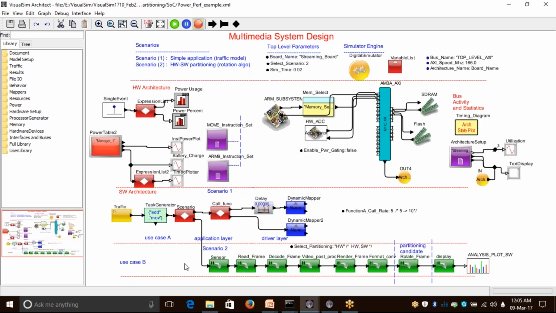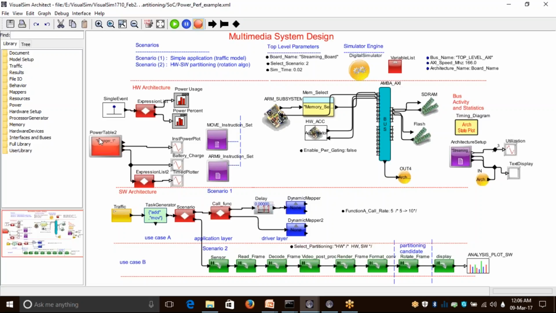defined the applications. For example, in this case, we have an image processing platform. Here it is. The task is you have an image sensor, and then you have your read frame, decode frame, video post-processing, rendering, format, and rotate. These can be run on the subsystem, considering your system as a software platform, or you can select a particular task and run it on a different core. For example, in this case, we are running the rotate frame algorithm on a hardware accelerator.